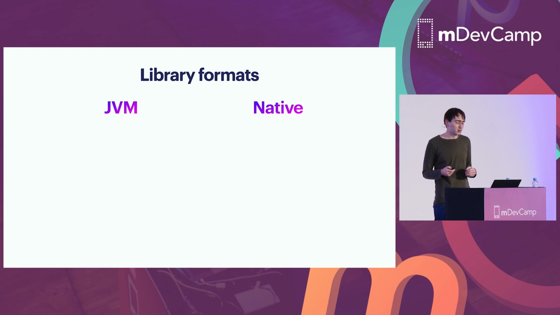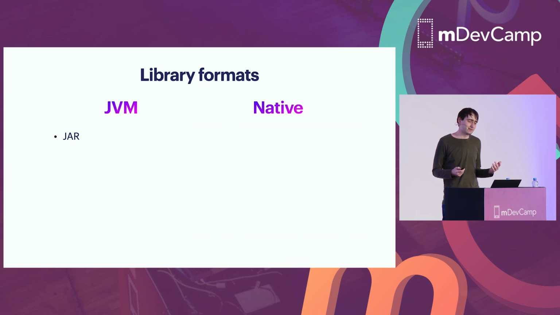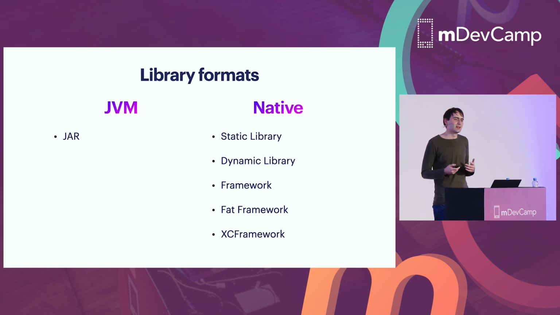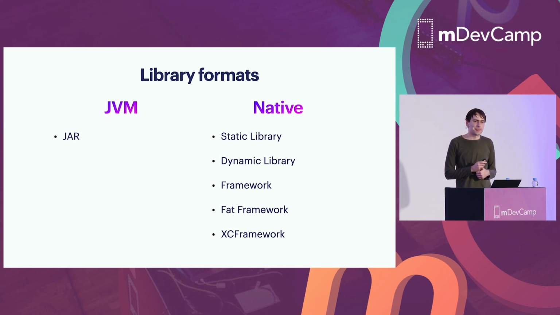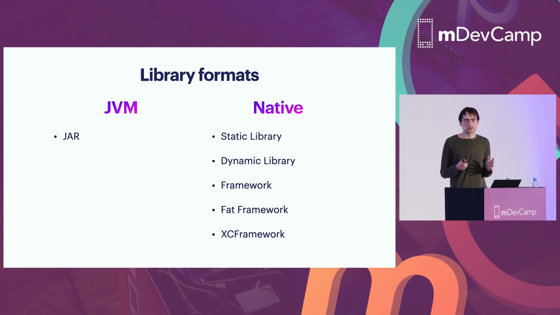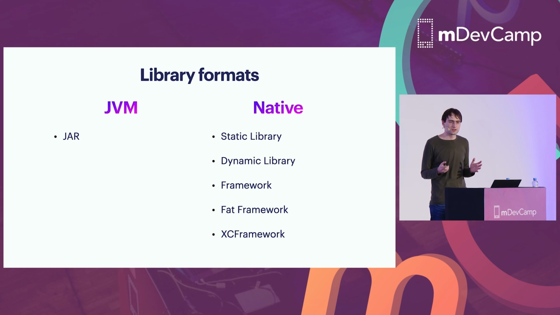Next, we have library formats. As I've mentioned, on JVM, we have a jar file. That's it. Native, there is a lot, again. We have static and dynamic libraries, and then we have a bunch of different types of frameworks. The static and dynamic libraries are a concept that's universal across many platforms: Windows, Linux, Apple. The frameworks are a purely Apple thing, but for iOS especially, we need to be aware of them. So let's look at how they work.